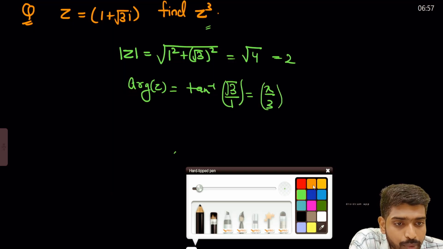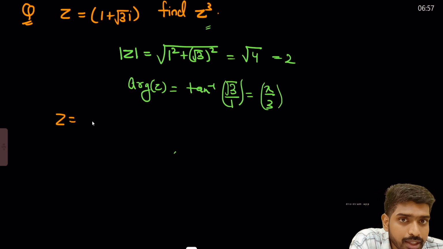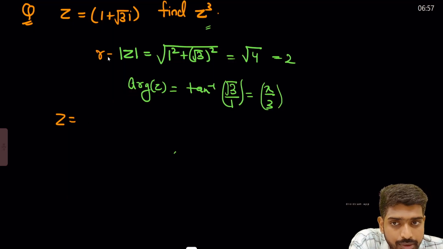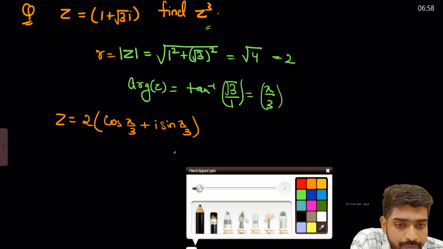Now, the polar representation of this complex number will be z equals r cos theta plus iota sin theta. The r value we got here is 2. This is my r value. So 2 cos pi by 3 plus iota sin pi by 3, right?